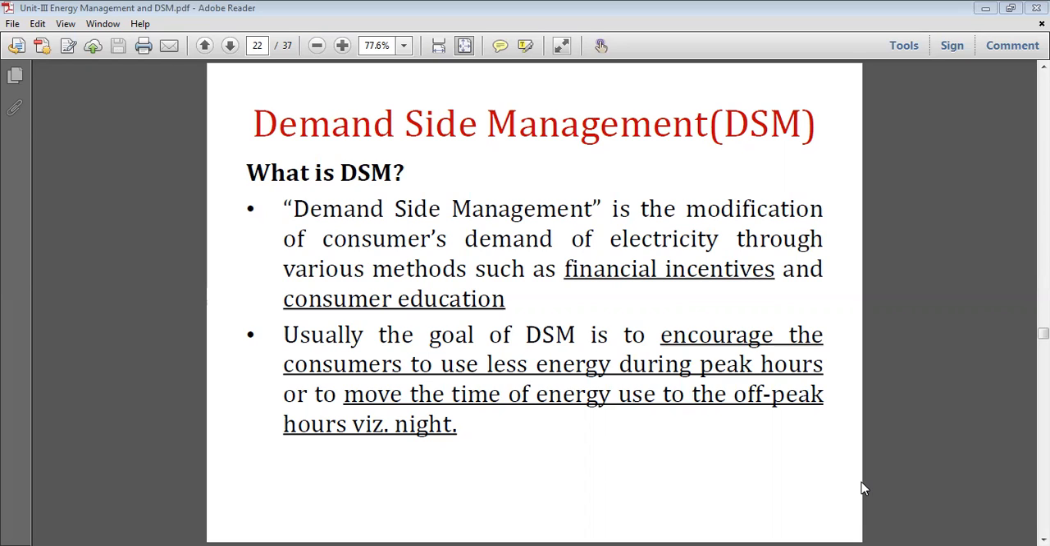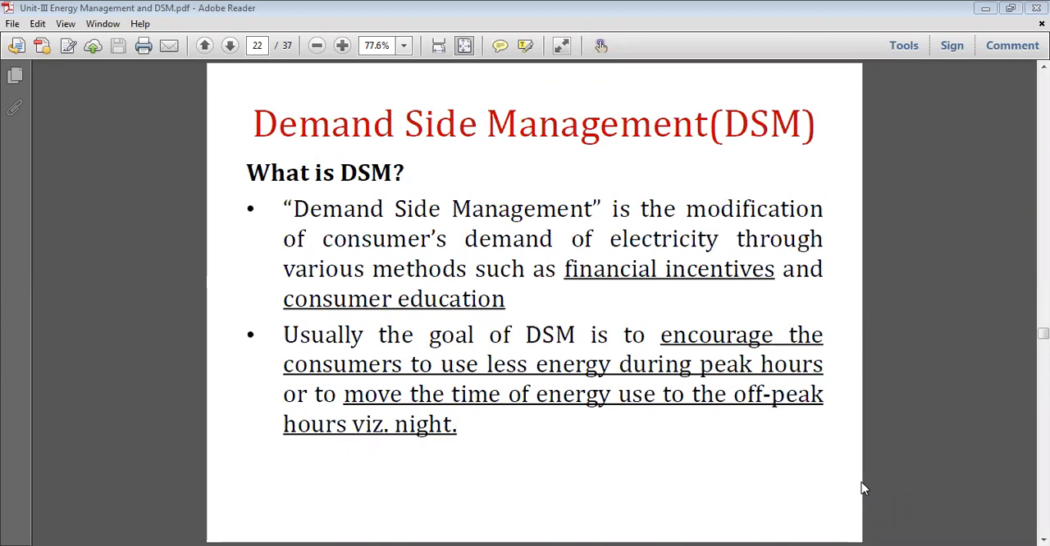So, what is demand side management? Demand side management is the modification of consumer demand for electricity through various methods such as financial incentives and consumer education. So, we do not want to curtail the load. We do not want to switch off the electricity supply to the consumer. We only want to educate the consumer so that they modify their electrical demand or electrical load.